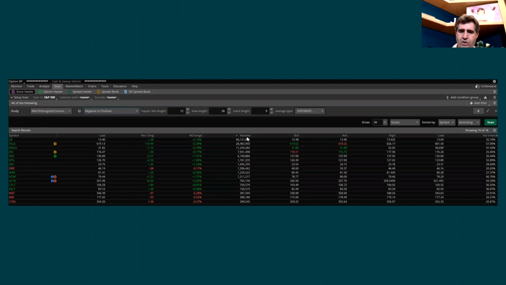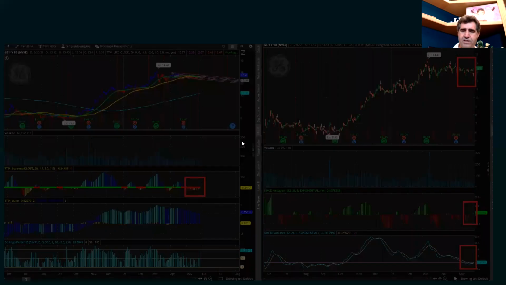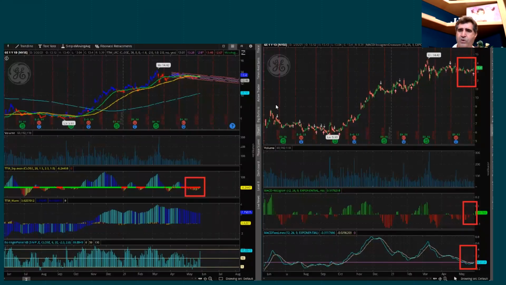Now, we have also looked at the volume from the most liquid as far as the volume numbers go. You can see we have GE as the highest volume. So what I did, I said, well, let's look at GE, for instance. It just came today, by the way. So this is the chart of GE.